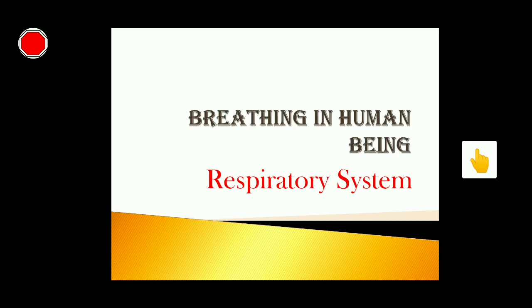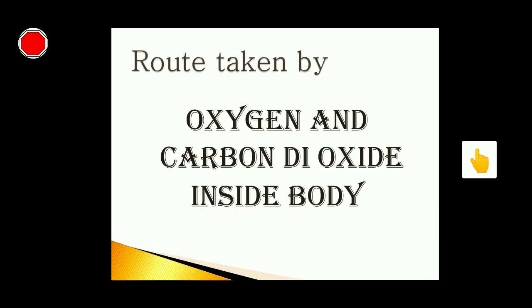Till now we came to know that oxygen is needed in the process of respiration, which we take from our external environment, and the carbon dioxide which is produced during respiration as a byproduct or waste product needs to be expelled out from the body. Let's see what is the route taken by oxygen and carbon dioxide inside the body.